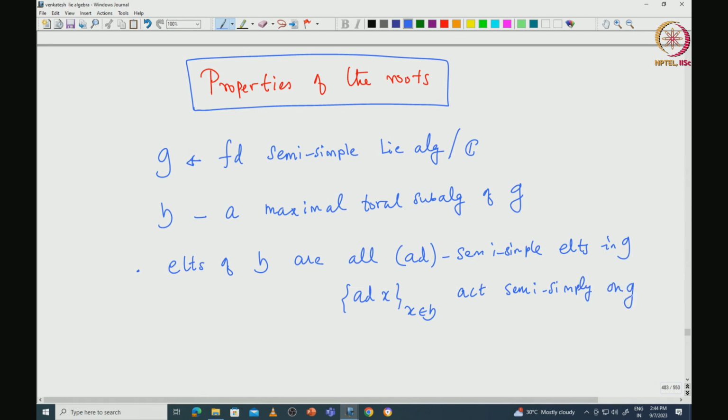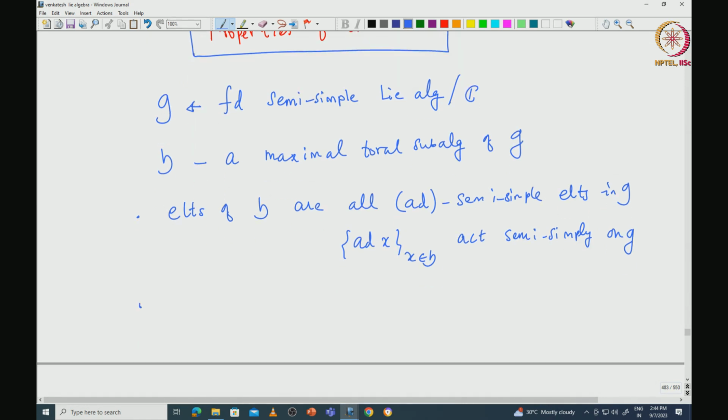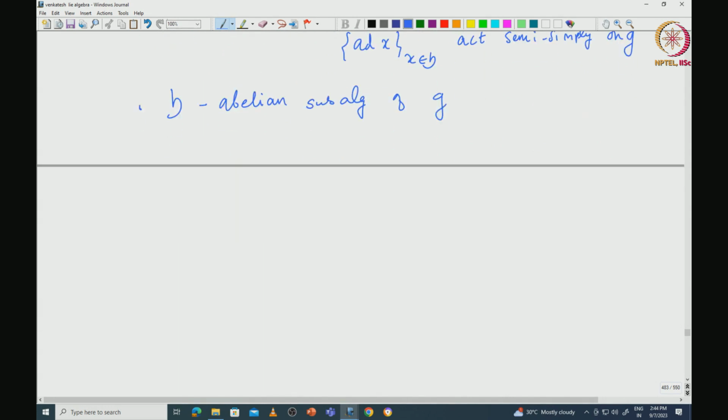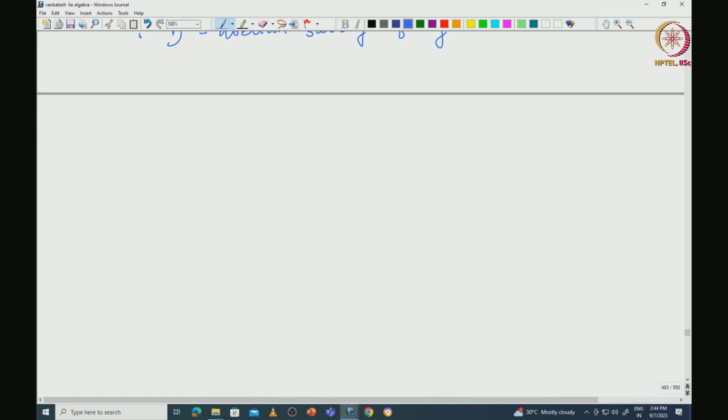Not only that, any toral subalgebra we proved must be abelian. So, in particular this H is an abelian subalgebra of G. If you take the adjoint action and restrict it to H, each element of H acts semi-simply on G. Since they all mutually commute, all the elements of H act simultaneously diagonalizably on G. So, in particular we can talk about the root space decomposition of G.